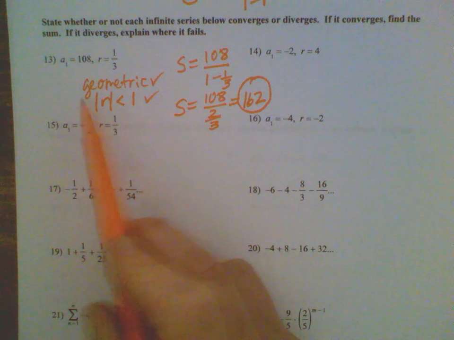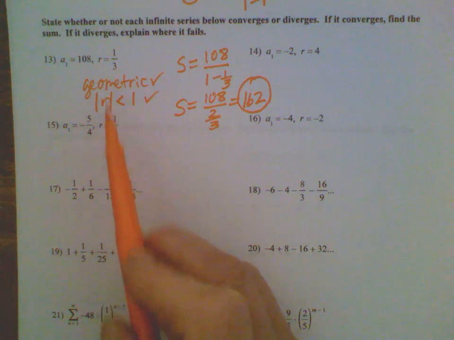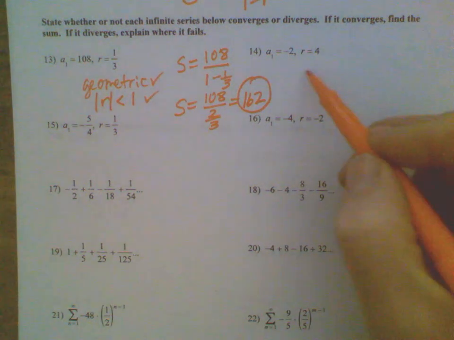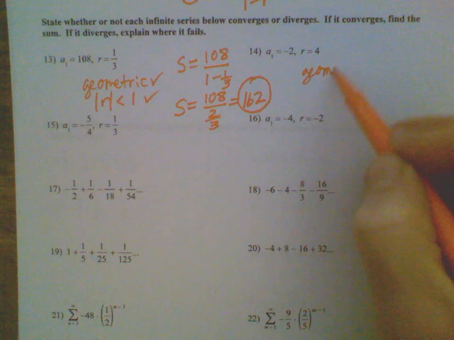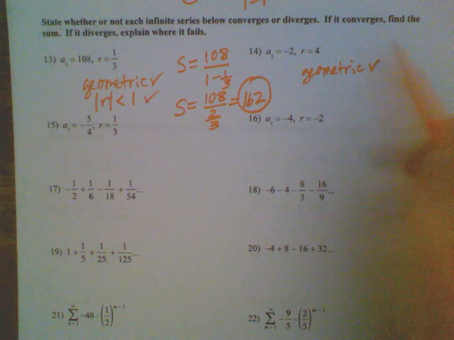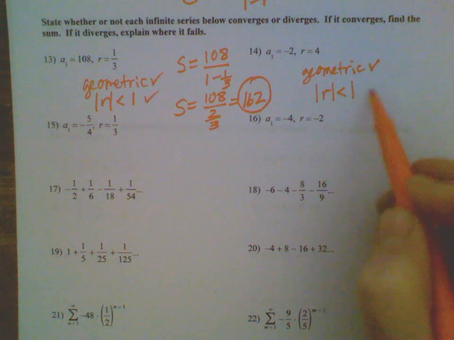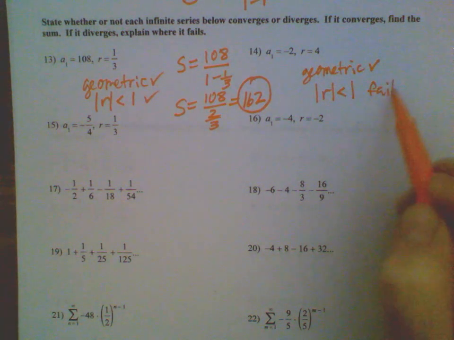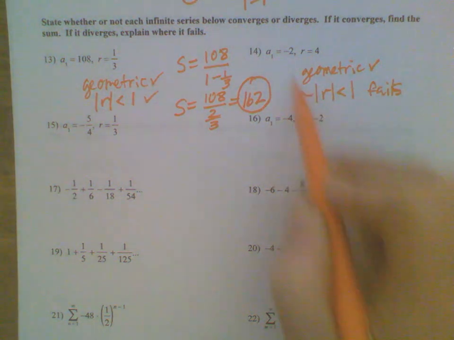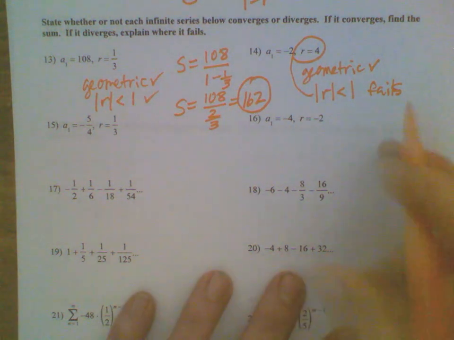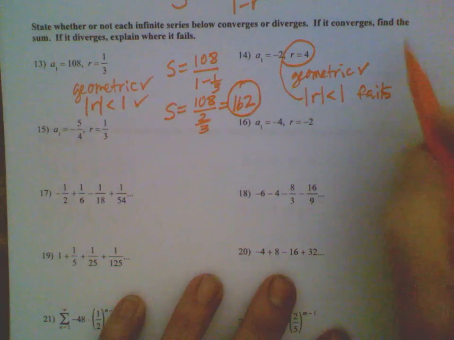We just have to go through and check. Is it geometric? Is the R the right size? Okay, so let's go on to number 14. Is it geometric? Yep, the geometric part is covered. Geometric, check. But is absolute R less than 1? Nope, this is where it fails. It is not. Absolute R right here is greater than 1, and therefore we have no sum.